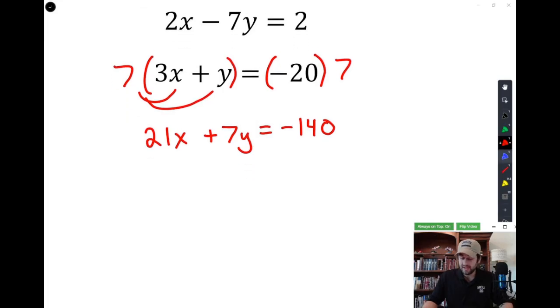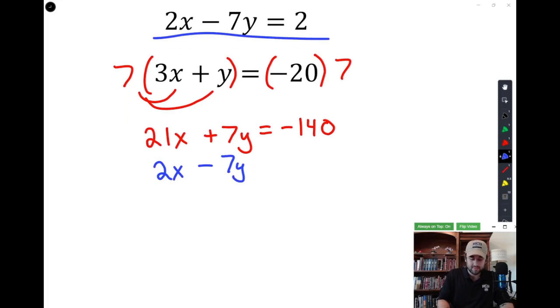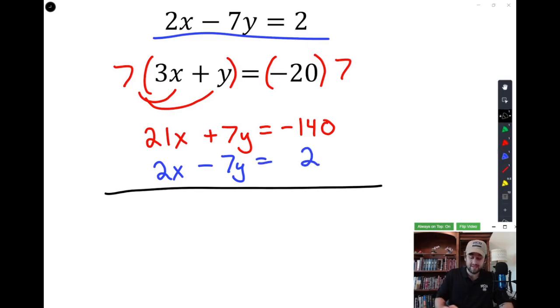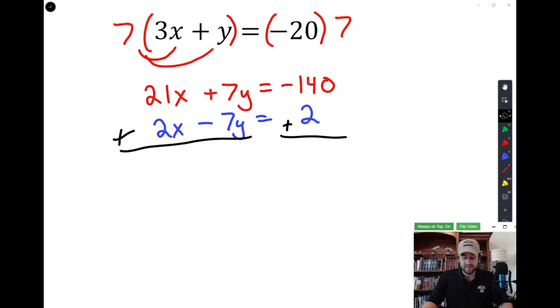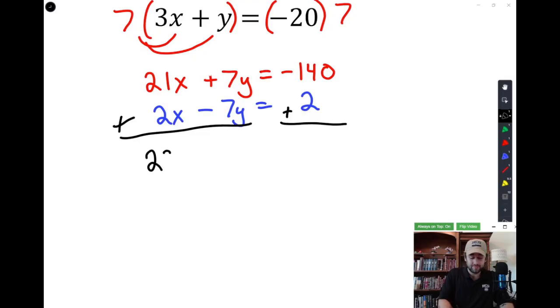And what I can do now is take this first one, this blue one, and write it underneath it. And I'm just going to add both equations together. Really what you could be saying is you could add the left side and add the right side, because you can't add across an equal sign. And if we do that, we get 23x, the 7y and the negative 7y cancel, equals negative 138.